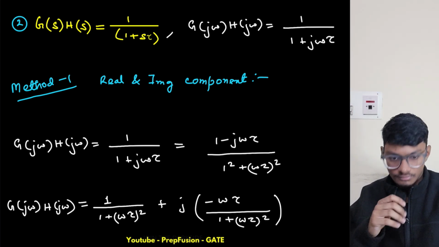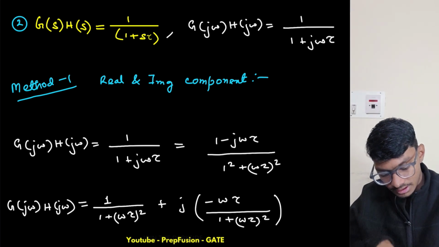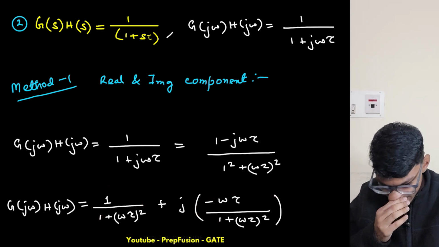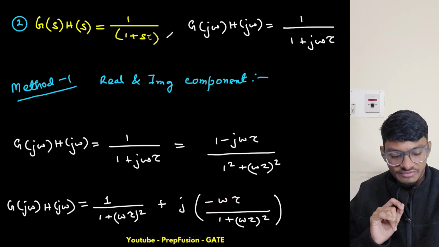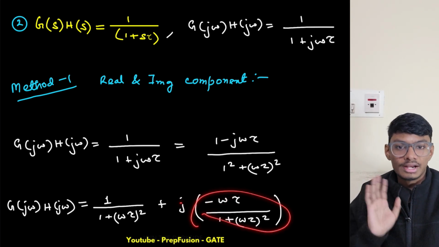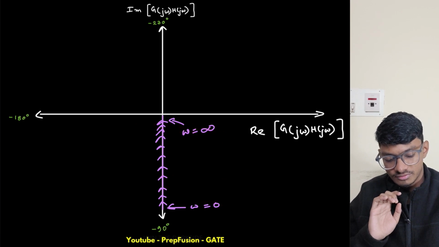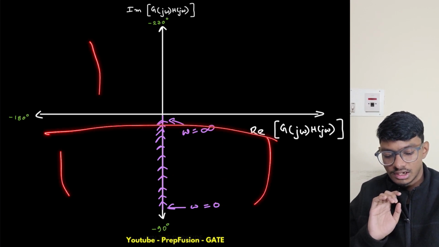Okay, this is fine, right? So this is my real component and this is my imaginary component, simply separated out. What I can see is if my omega is always positive, my imaginary component is always negative, so it will lie somewhere around here only. Imaginary component is always negative, so it will lie in this region. It can't lie in this region, right?